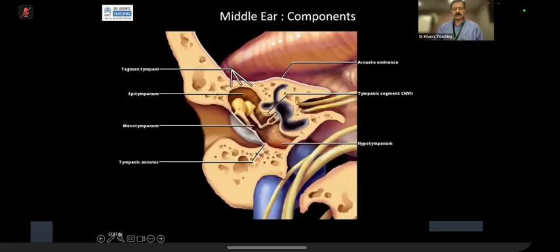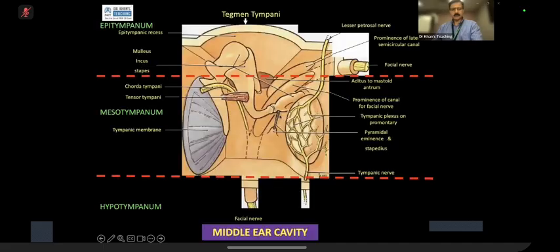Sometimes there is a concept of a high riding jugular where it will come here, and there is another concept of a dehiscent jugular where it will project into the middle ear. In the middle ear, this portion is known as mesotympanum. This is the hypotympanum. This is the epitympanum. I'm not going into the details; maybe I'll show you a case of cholesteatoma next time, and then I'll teach you more detailed anatomy once again. But today, it's an overview of anatomy.